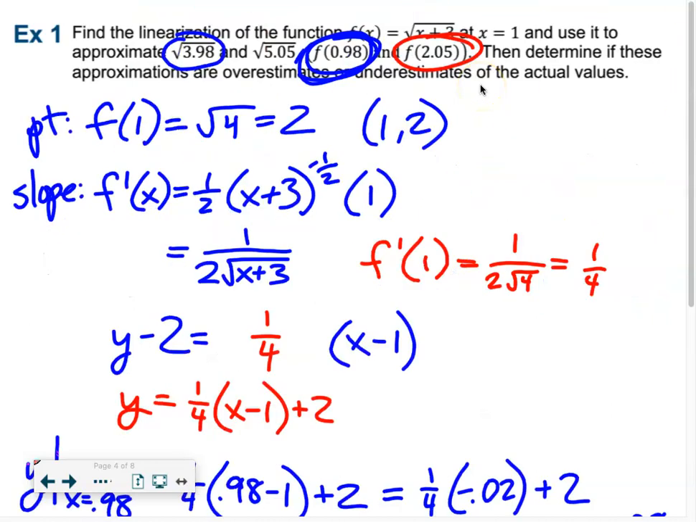The third part of the question says, determine if these values are overestimates or underestimates of the actual values. Now, next unit, chapter 4, I'm going to teach you a mathematical, analytical way where you won't need a graph to determine if these are over or under estimates, but you can't do that yet. It involves the second derivative. So for now, what I ask you to do is sketch a graph and look at it. So we're going to sketch the graph of root x plus 3.